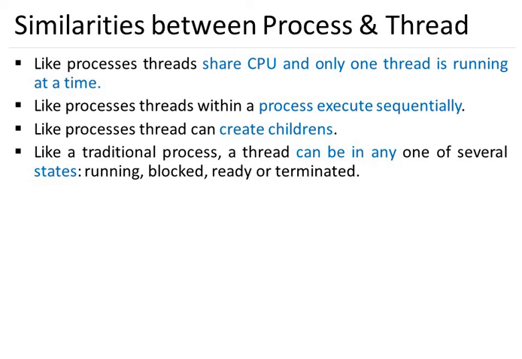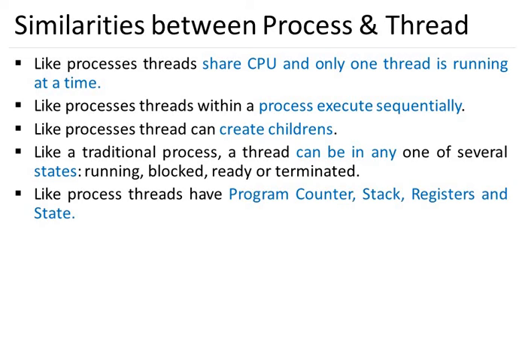Like a traditional process, a thread can be in any one of several states. For example, it can be running, ready, terminated or blocked. Like a process, a thread can have a program counter, stack, registers and state. So these are the similarities between process and thread.